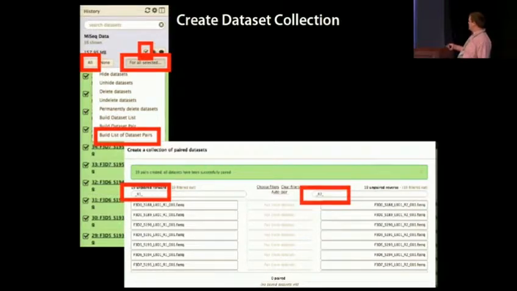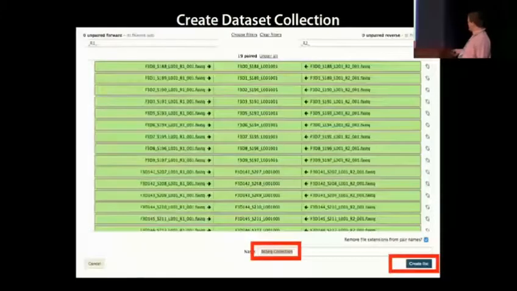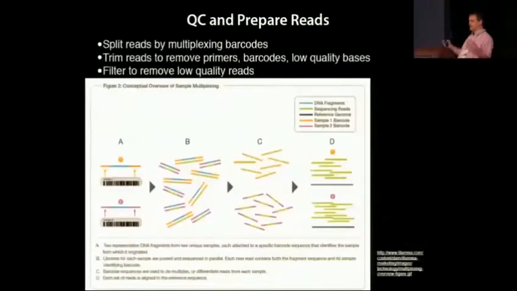Then you can get into this wizard here, where you can use parts of regular expressions in order to define your left-hand read and your right-hand read, your forward, reverse, et cetera. Then you click auto pair, you give a name to your collection, and then it adds it to your history.